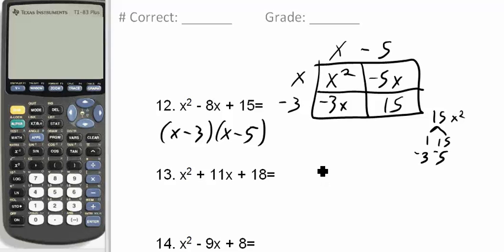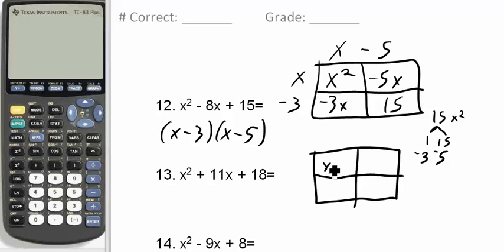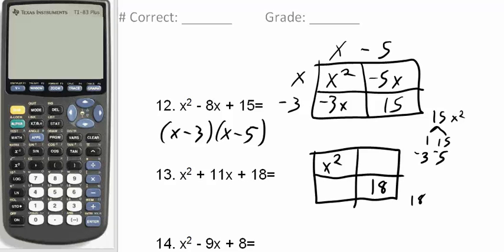So we just write down our x squared and our 18, and we want factors of 18 that when we add them equal 11. So we'll go ahead and show you on the calculator here. If you don't remember how to do factors of 18, we go into y equals, and remember we go 18 divided by x.